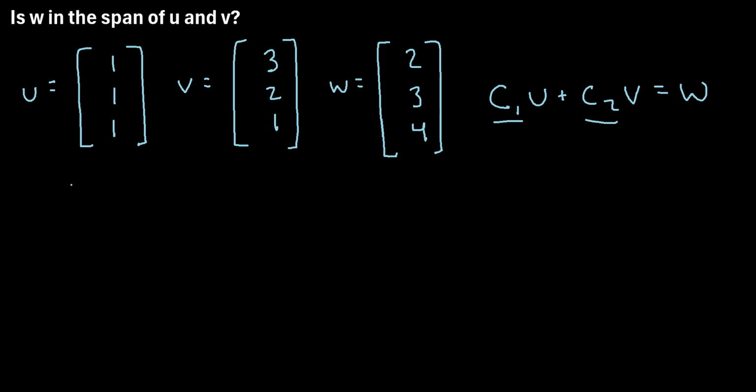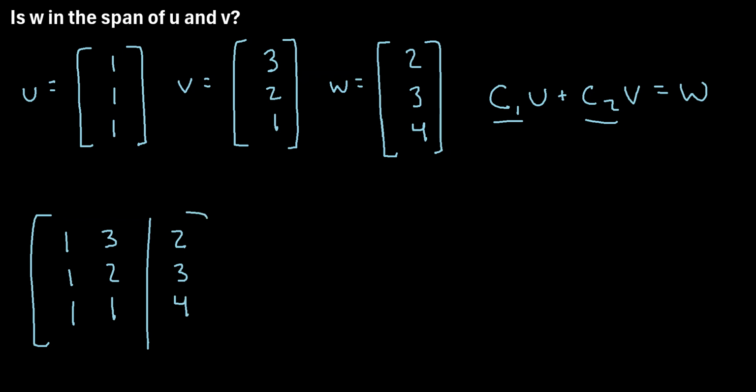The way that we can figure this out is that we can place u, v, and w all into one matrix and then convert that matrix to a row echelon form. So here's what that would look like. The first column of this matrix will have the values from u, so we'll say 1, 1, 1. The second column will have the values from v, 3, 2, 1. And the augmented column of the matrix will be the values from w, 2, 3, 4.